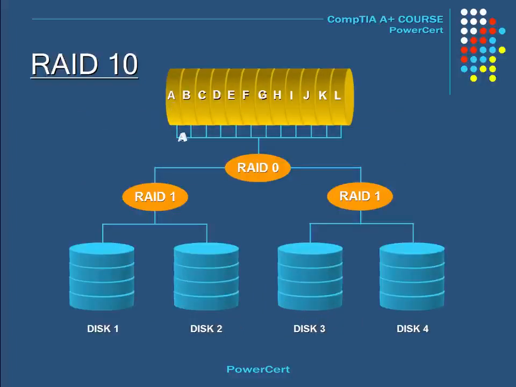Now we have to talk about RAID 10. And RAID 10 is basically what the name says. It's combining RAID 1 and RAID 0 together. And you need to use a minimum of 4 disks.